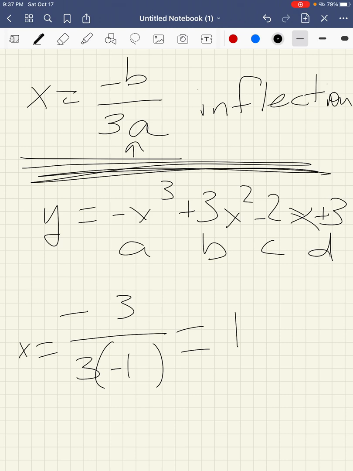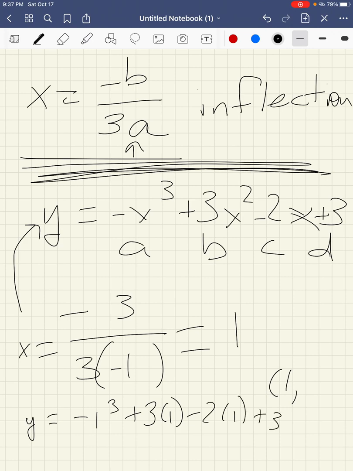If we plug 1 into this equation to get the y that goes with it, it's going to be 1 comma, then y equals negative 1 cubed plus 3 times 1 minus 2 times 1 plus 3. What does that equal? 2 minus 2 is 0, so 3. So we know that at 1 comma 3 there's a point of inflection.